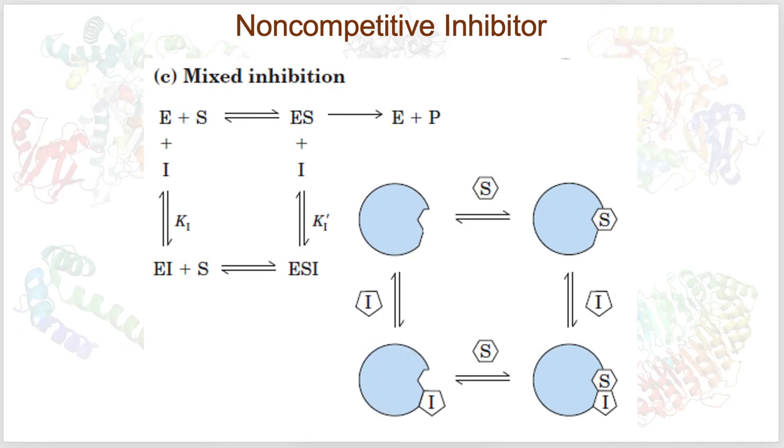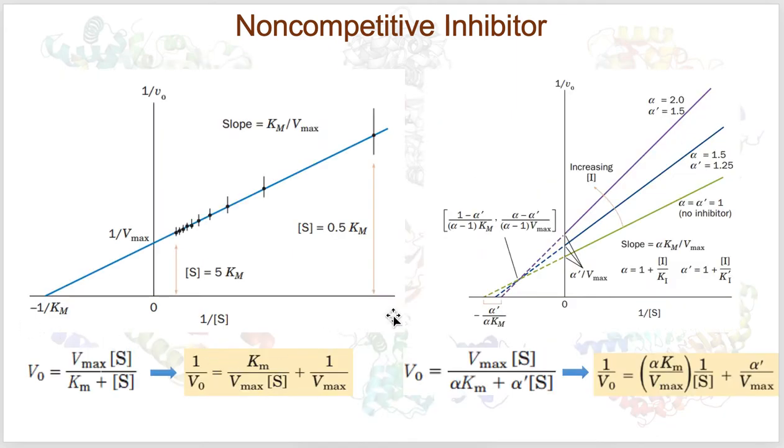This graph shows the rate equation when a non-competitive inhibitor is added to an enzymatic reaction, which is V0 equals Vmax times substrate concentration divided by alpha Km plus alpha prime times substrate concentration. Two new parameters come in here. The value of alpha is 1 plus I divided by Ki, and the value of alpha prime equals 1 plus I divided by Ki prime. This is the linearized form of this equation, and this is the graph if we plot this equation.